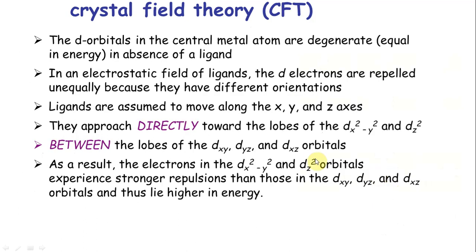Moving on, because of the deficiencies of valence bond theory, crystal field theory came into the picture. Basically, how the theory works is, imagine the central metal atom is there. The d orbitals of the central metal atom, there are 5 of them. They are degenerate, meaning they are equal in energy, the same energy in the absence of ligand.